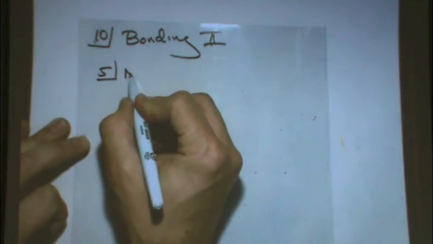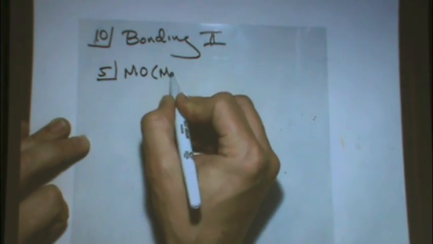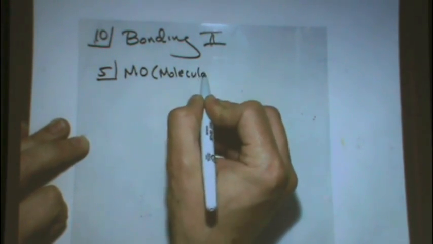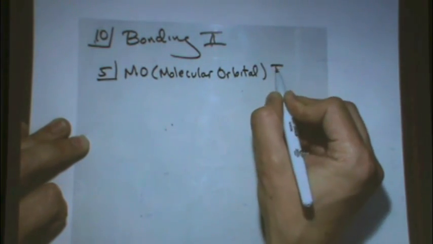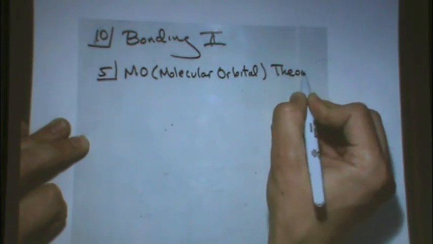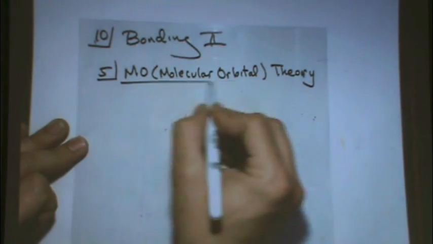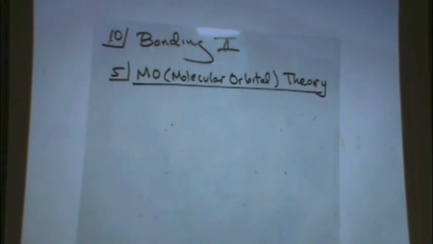Okay, section 5. Let's use that information to do MO, or molecular orbital theory. Section 5. So remember, we're going out of order. We skip from section 1 to section 5.